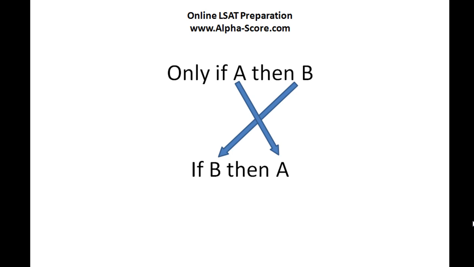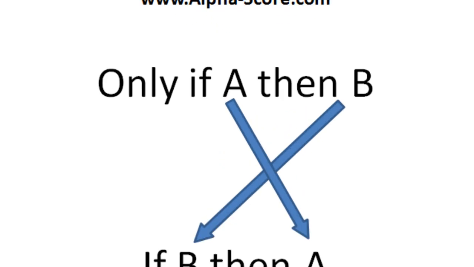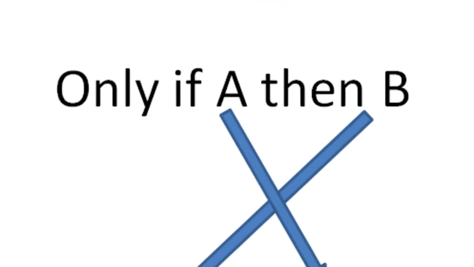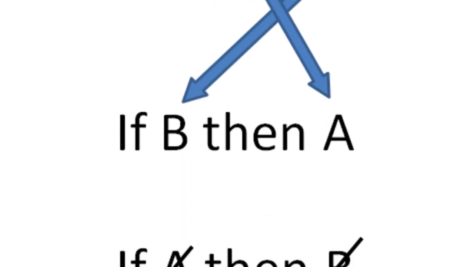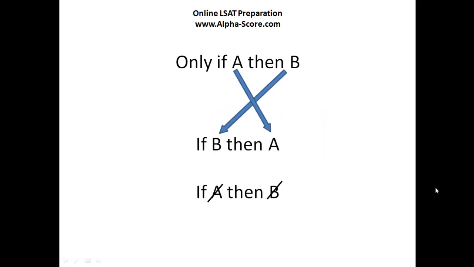At this point, you can go on and create your contrapositive, which reverses the order of your entities and negates them. So you started with "only if A, then B." The simple if-then statement is if B, then A. And your contrapositive is if not A, then not B. So what this means is if you're told you have B, you definitely have A. And if you're told you don't have A, you definitely don't have B. Those are the only two statements that you know from this information.